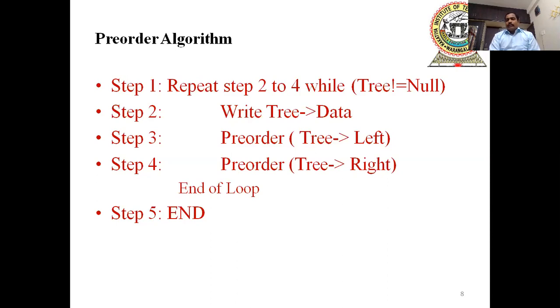Clear? First we visit the root node. Then we go to the left side. Then when the left side is over, we go to the right side. This is the procedure we follow for all the nodes while tree is not equal to null.